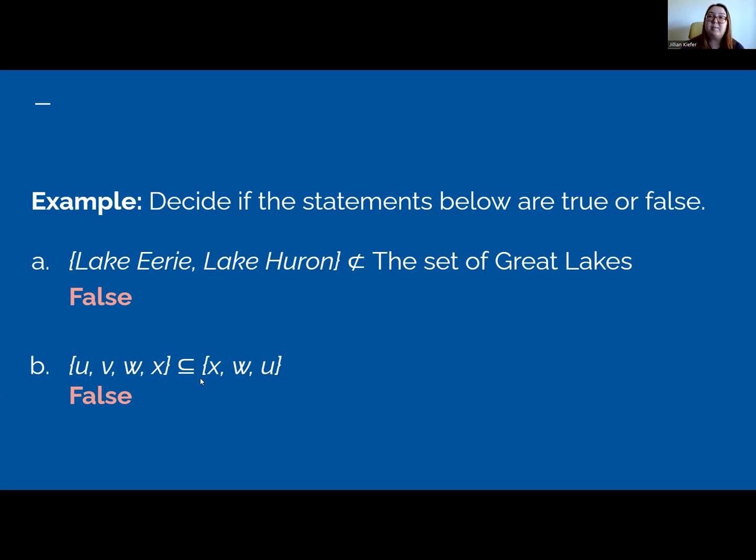What would be a true statement is saying that X, W, U is a subset of U, V, W, X. That would be true. But in order for that to be true, you would need to switch their positions. X, W, U would need to be first, and U, V, W, X would need to be second. So both of those statements ended up being false.